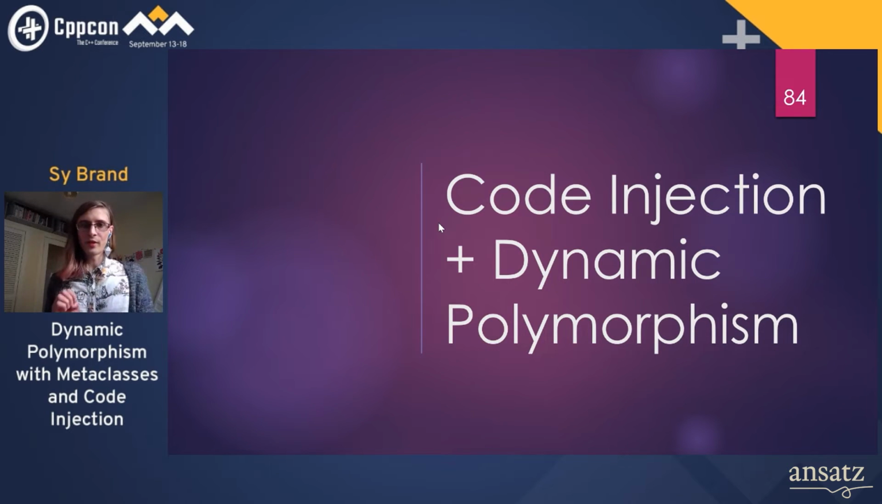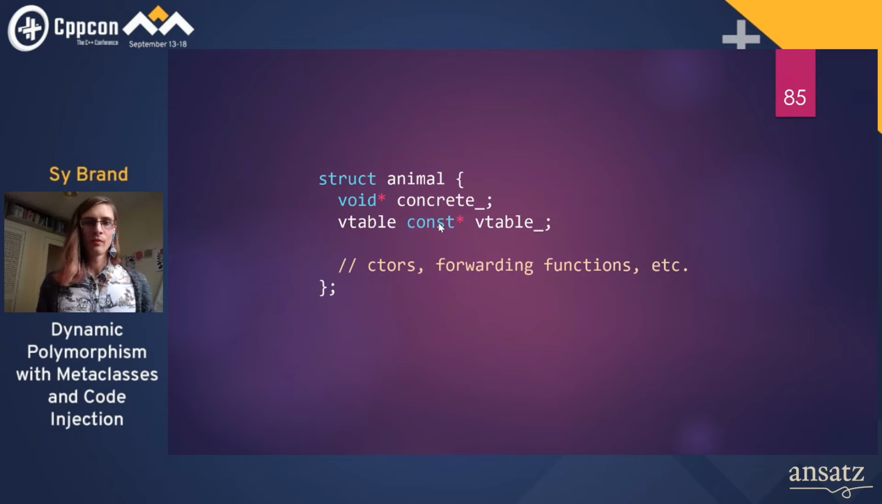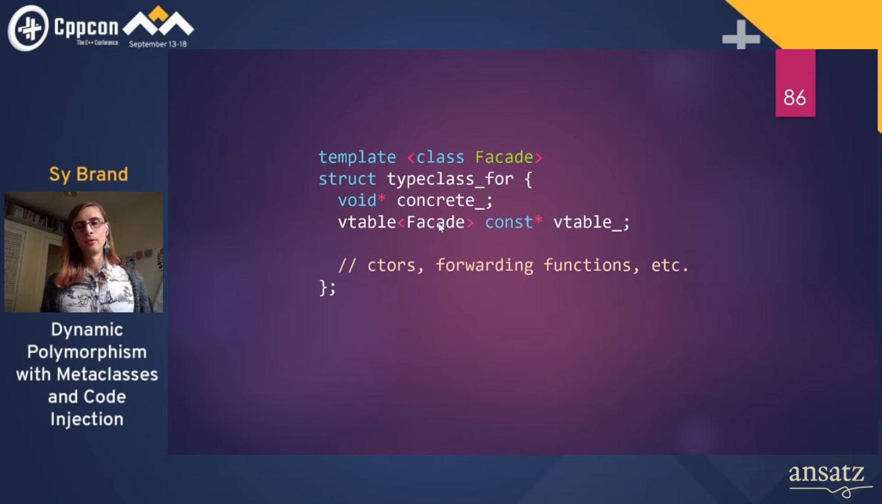Now we want to put code injection into dynamic polymorphism to generate all of that massive block of code which I showed, which I don't want to have to write every time. I want to generate that automatically. Right. So here is our original animal type, which had the concrete pointer and the Vtable pointer, and then all the constructors, forwarding functions, things like that. Now I want to make this general, so I'm going to change this into a template. I'm going to call it type class 4 because this is kind of like Haskell type classes or Rust traits.